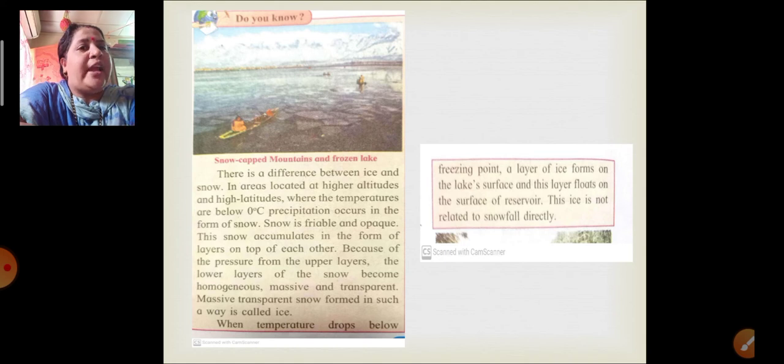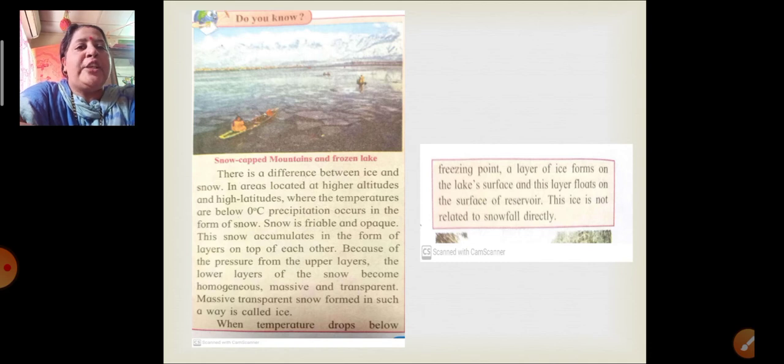Snow is friable and opaque. Opaque here means we cannot see through it. This snow accumulates in the form of layers on top of each other. I told you, layer by layer it will accumulate on top of each other.